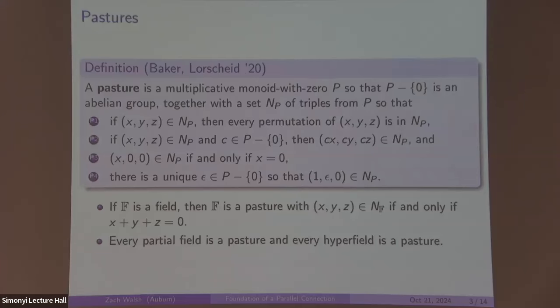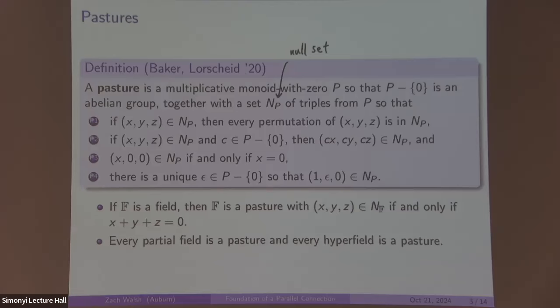It's a multiplicative monoid with 0. What this means is that there's just an element called 0 that is multiplicatively absorbing. And this set, if I take away 0, is just an abelian group. But I take this set together with a set of its triples, where this N stands for null. This is the null set. And this set of triples is going to satisfy 4 properties that are satisfied by addition in fields.